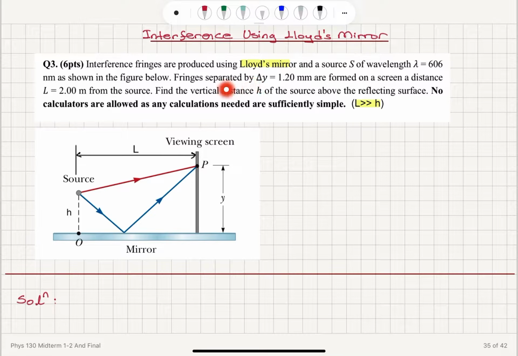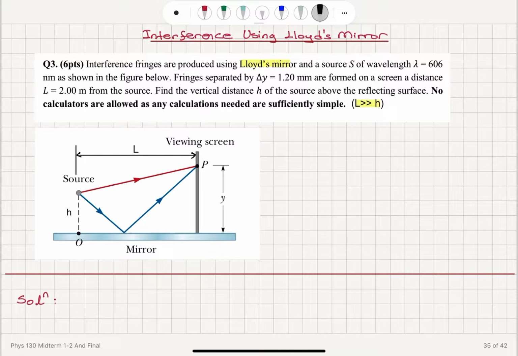Fringes are separated by delta y equal to 1.2 millimeters, formed on a screen at distance L, 2 meters from the source. Find the vertical distance h of the source above the reflecting surface. No calculators are allowed, and L is much greater than h, so we have the parallel ray approximation.